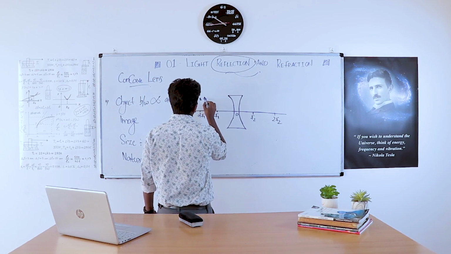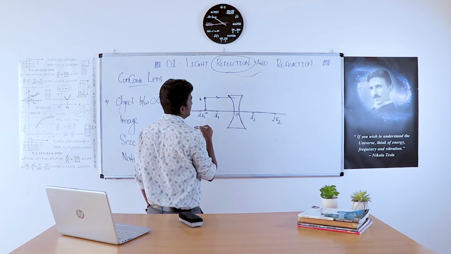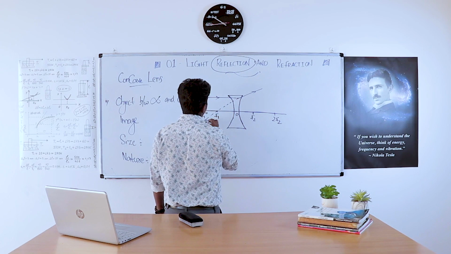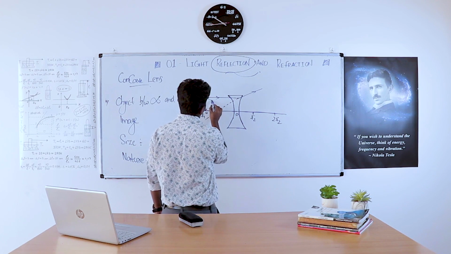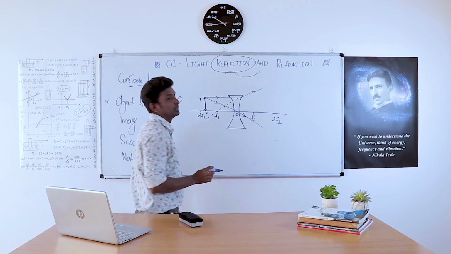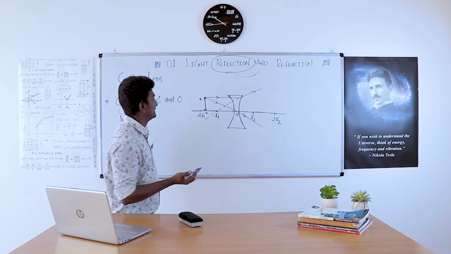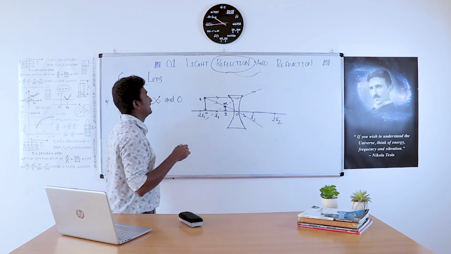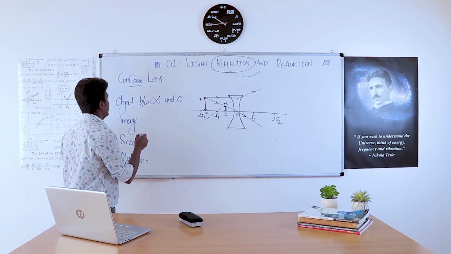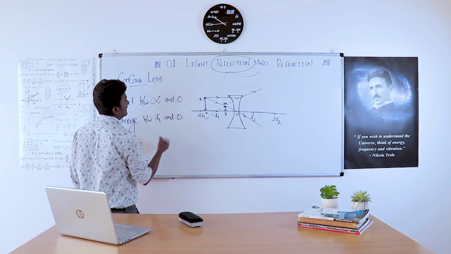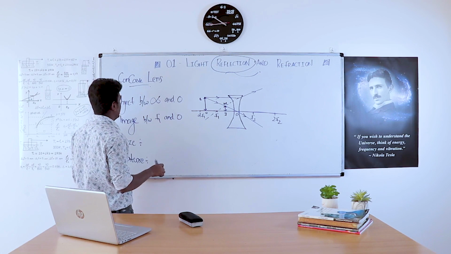This is our object. One ray of light coming parallel to principal axis, then you know it diverges and when extended, it will pass through the focus. Now another ray, it is passing through optic center without any deviation. So these two rays meet here. So this is our image. So where is the image formed? Image is formed between F1 and O at the same side of the lens.